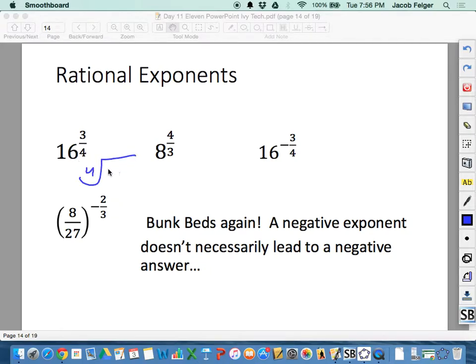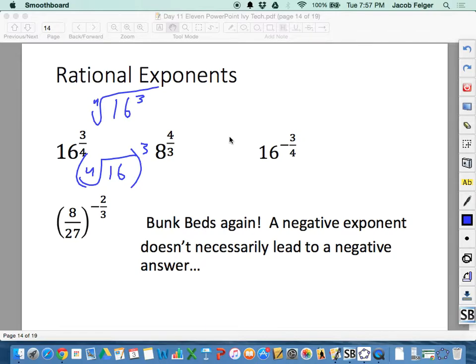So you can write it like this, or you can write it like this. And so we would say that this is the 4th root of 16 cubed. Okay? And we would definitely be using our calculator if we wanted to evaluate that. So we would type in 16 times 16 times 16 and then do the 4th root of that.